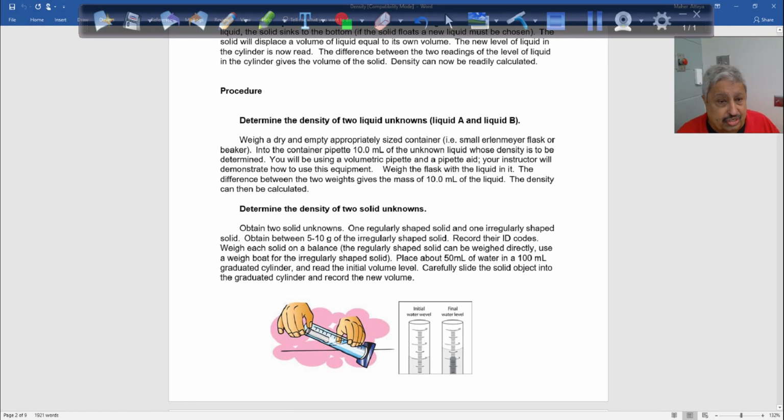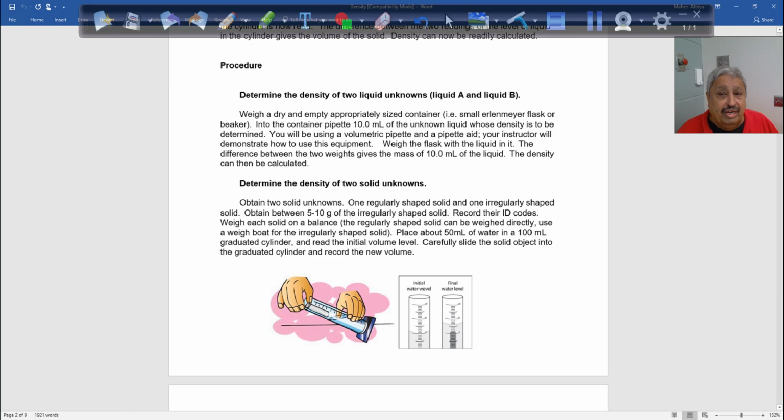So the procedure, unknown 2. Even they give you 2 unknowns, my goodness, that's about 6 or 7 densities. That's impossible to finish with really decent data. You'll be running out of time. So we will do just one at the end. So just follow me here.